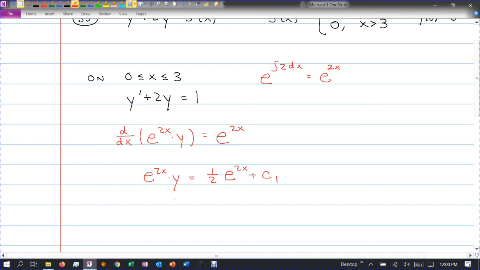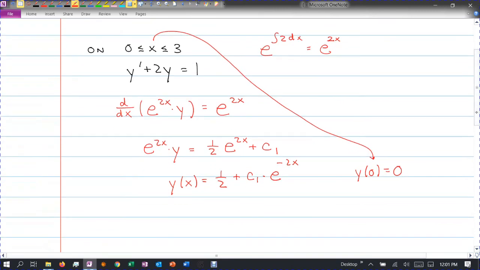Let's see, we know that if we divide through by e to the 2x, we get y, which is some function of x, equal to 1/2 plus c1 times e to the negative 2x. But we also have the initial condition that y of 0 has to be 0, and since we are looking in this interval where x is between 0 and 3, we can actually solve for what c1 would be.